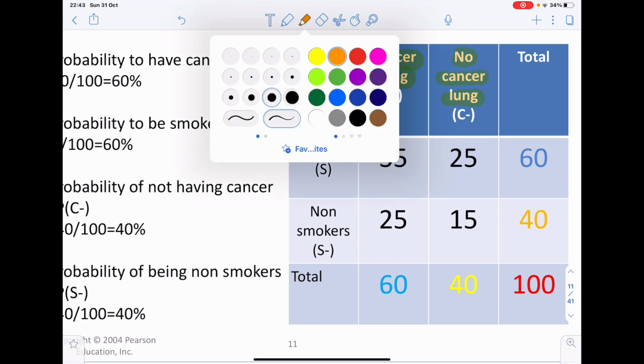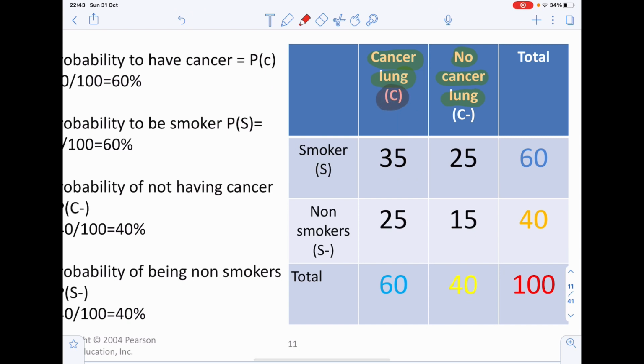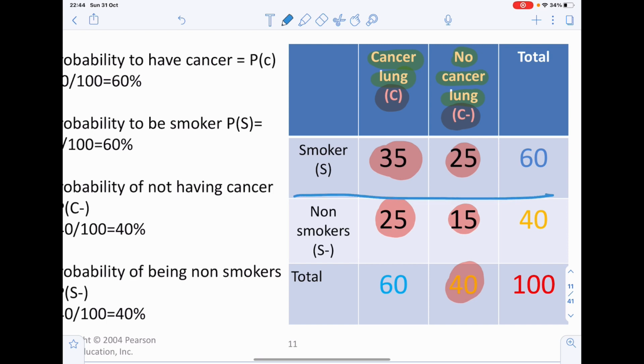So that's why we can just write cancer as C, and this is C negative. Okay, so here we have 35 with cancer, 25 with cancer, but here we have 40 people with C negative, or who don't have cancer. Okay, so on the side, the rows here, we have a smoker or non-smoker.